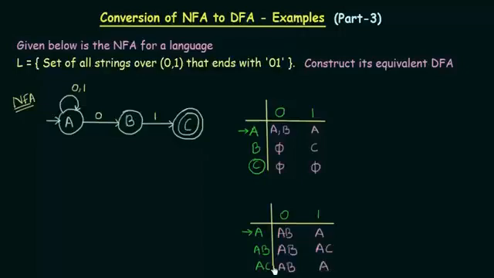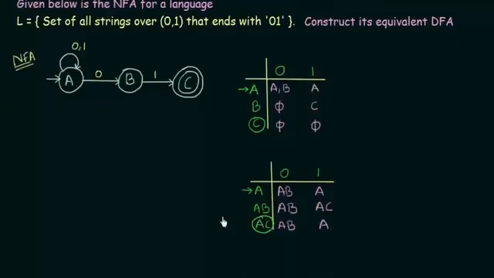Now we have finished the transition table, but we did not mention the final state. The initial state is A, but what is the final state? We look at the NFA table and see that C was the final state. So whichever states contain C will be final states. AC contains C, so AC will be the final state in this table. Alright, now we have finished the transition table for this DFA.